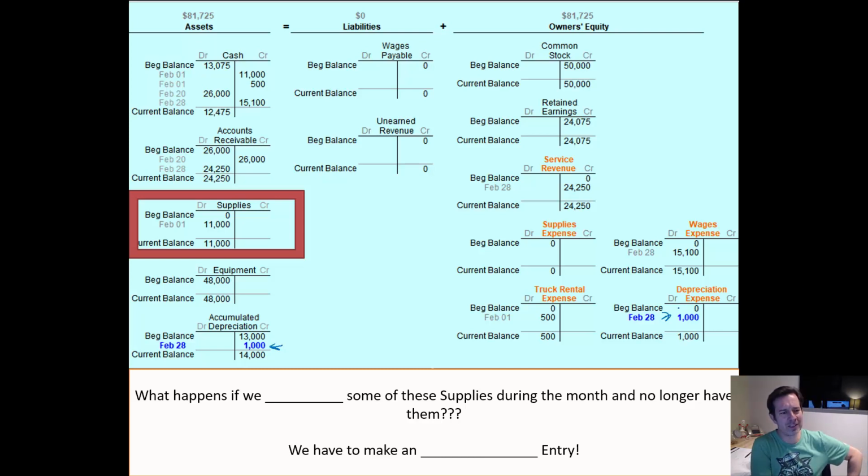Let's talk about that supplies account. We got to make an adjusting entry because we recorded $11,000 worth of supplies at the beginning of the month. But what happens if we use up some of those supplies? All right, we bought them so we could use them. Can't use them all in 1 month, but we know we probably used up some of them. So if we used up any of those supplies, we have to make, you got it, an adjusting entry.